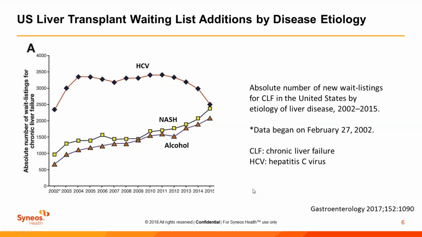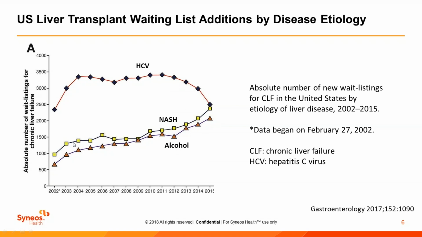And on this slide, what's shown are the absolute numbers of additions to the US liver transplant waiting list for what's referred to as chronic liver failure or end-stage liver disease as the result of alcohol, NASH, and chronic hepatitis C virus infection. And you can see that in the first 10 years or so of the data collection, certainly for patients with hepatitis C, the number of additions was fairly stable. And then between 2012 and 2015, that number fell considerably. And the basis for that is the introduction of highly effective and well-tolerated antiviral therapy.